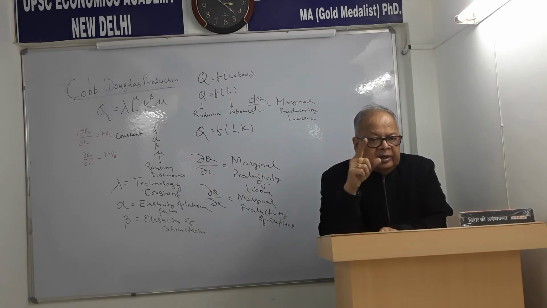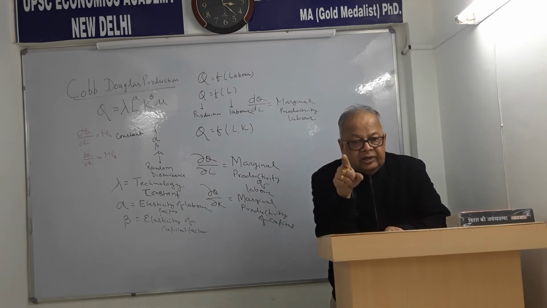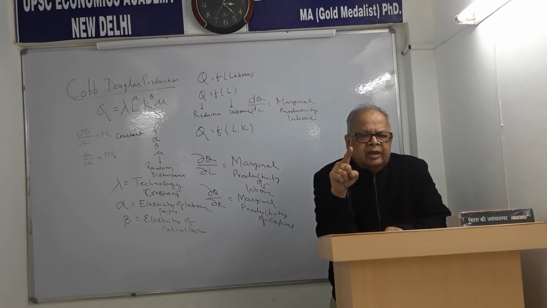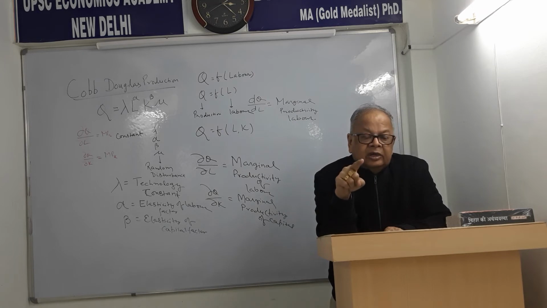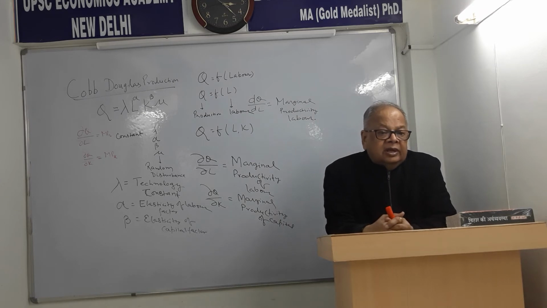Again I repeat, in first law, labor increases 10%, production increases by more than 10%. In second law of constant returns, labor increases by 10%, production increases by 10%. And thirdly, labor increases by 10%, production increases but by less than 10%. This is classical laws of returns.